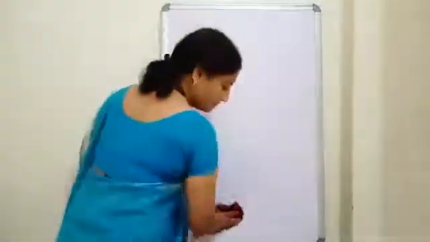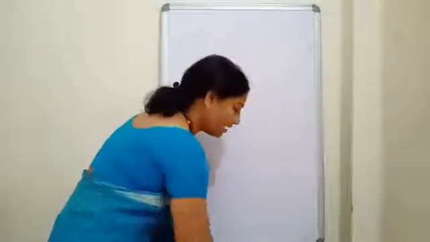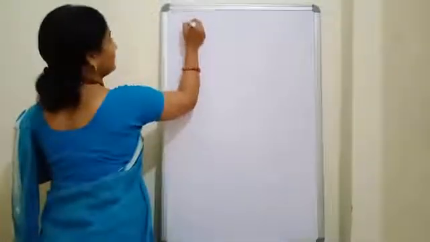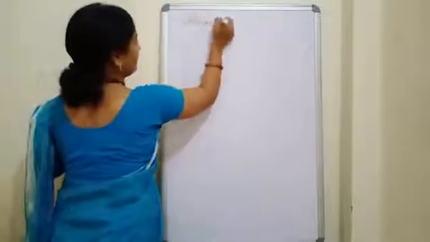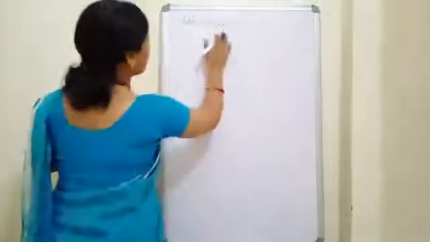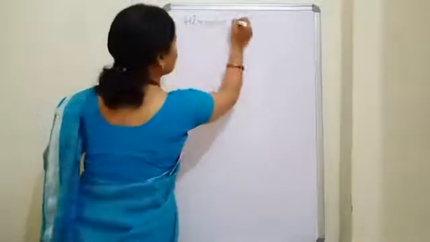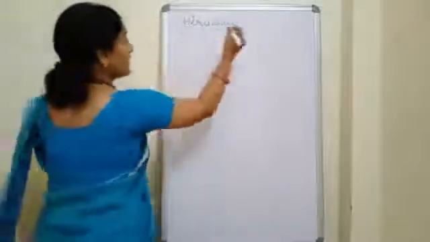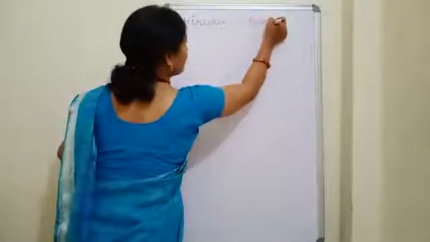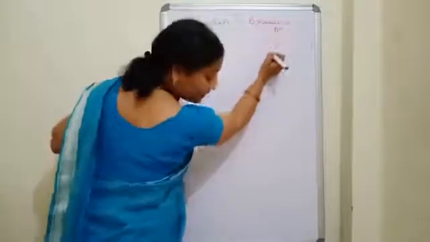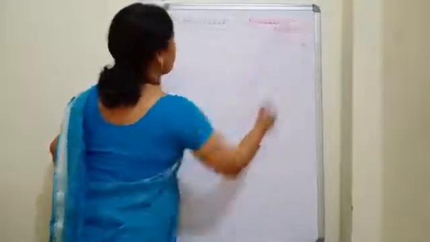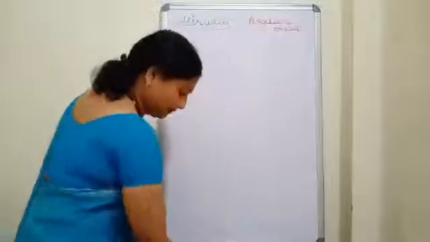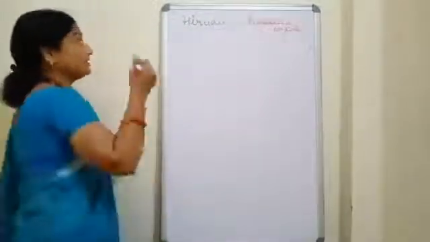Now children, we have one more concept, and that concept is Hirudin. For Hirudin we use the plant named Brassica napus. Okay, Brassica napus. Now see what happens in this case.